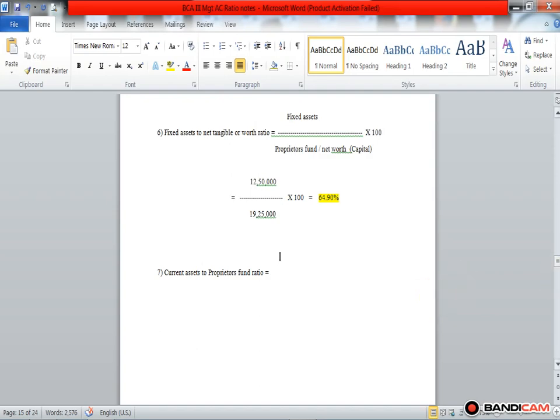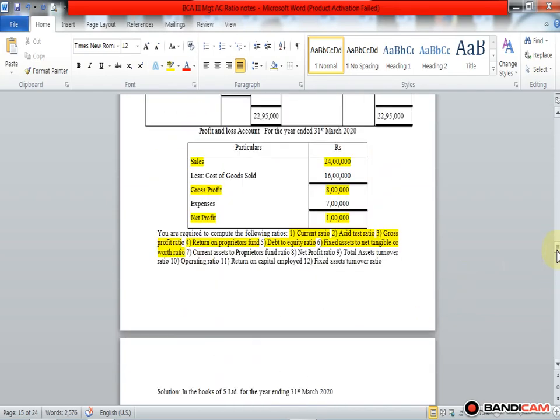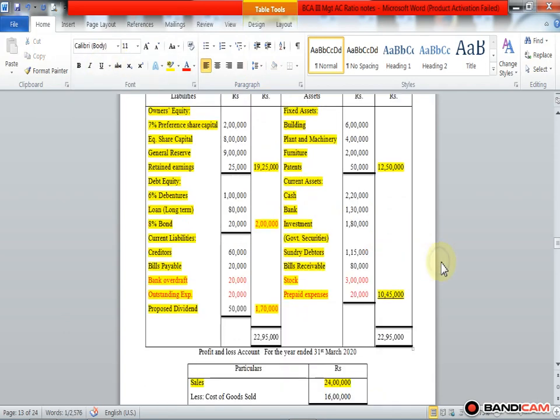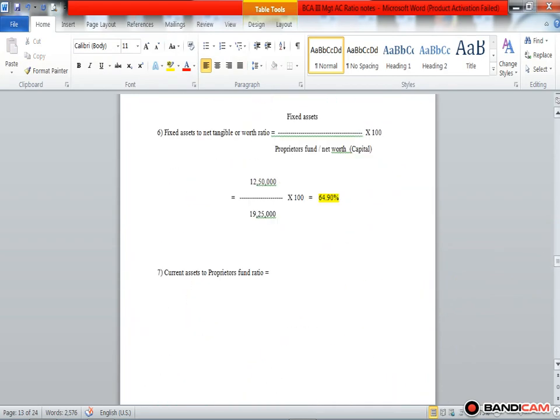So first of all find the total of current assets. The total of current assets is 10,45,000. Okay, 10,45,000 is the total of current assets. So put this value in the formula. 10,45,000 divided by proprietors fund. Okay, sorry, we did not write the formula. First of all write the formula.